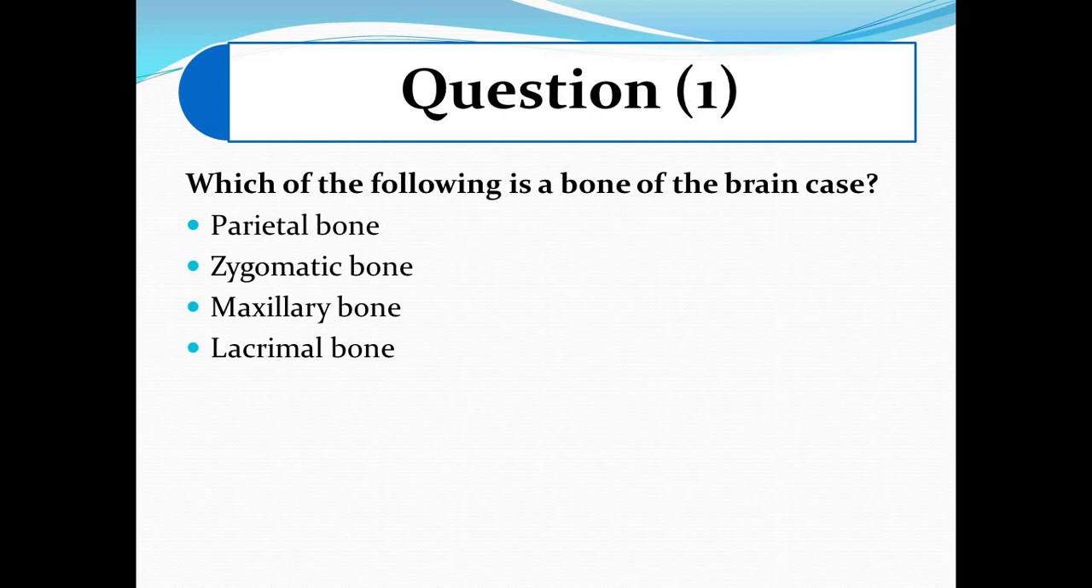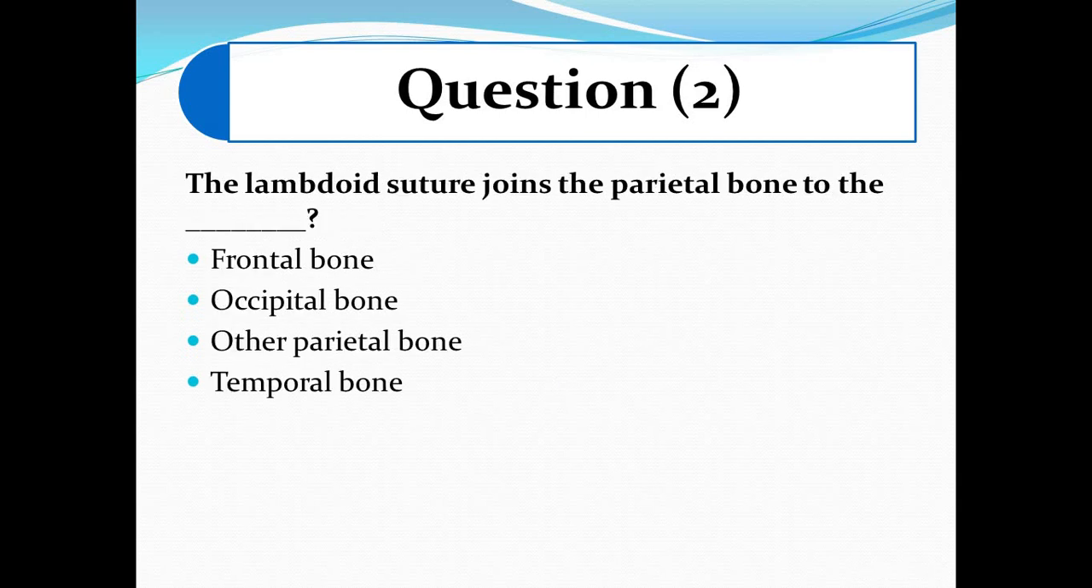So before we talk about the bones that make up the skull, let's have this question: which of the following is a bone of the brain case or of the calvarium? Is it parietal bone, zygomatic bone, maxillary bone, or lacrimal bone? We will answer after finishing this lecture. The second question is: the lambdoid suture joins the parietal bone to which of the following bones? The frontal bone, the occipital bone, the other parietal bone, or the temporal bone? So we think of these questions while we are going through this section.